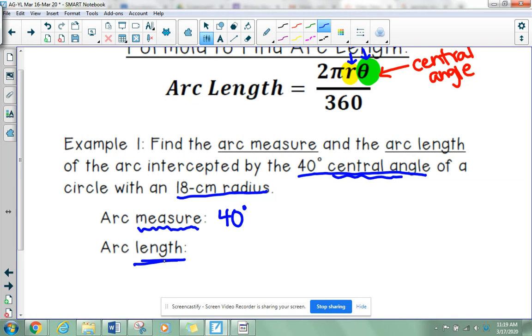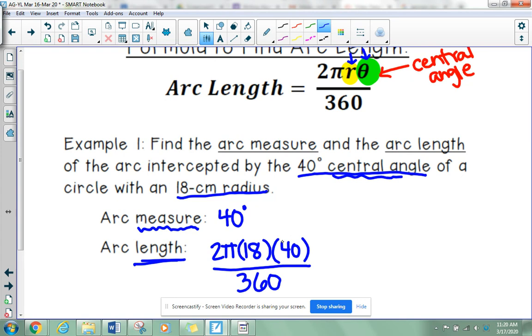Now, if we're going to find the length, that's this new thing that we've talked about. That's where we need the formula. And instead of 2 pi r theta, I'm going to plug numbers into those places all over 360. Again, this is supposed to be the radius, which they said was 18. This is supposed to be the central angle, which they said was 40. And so I plug in those numbers just like that.